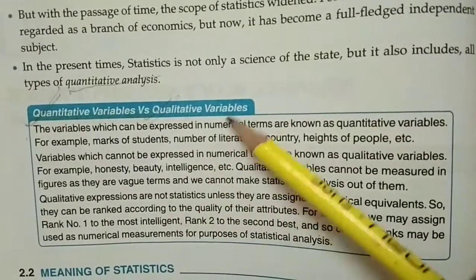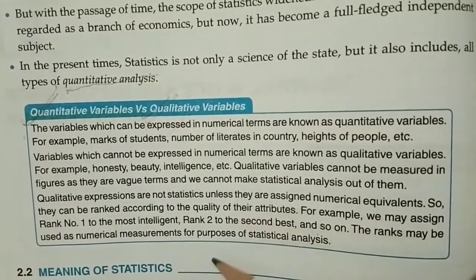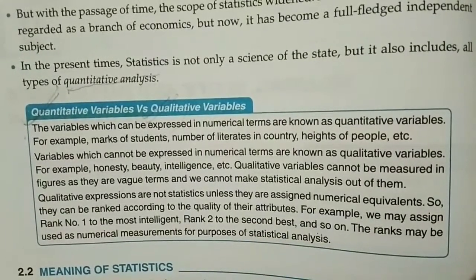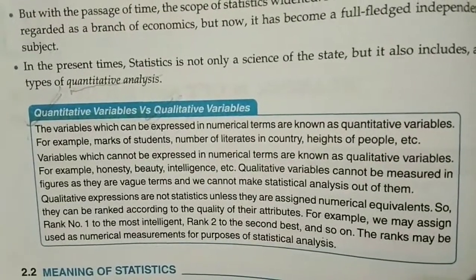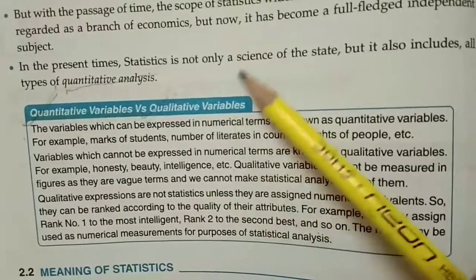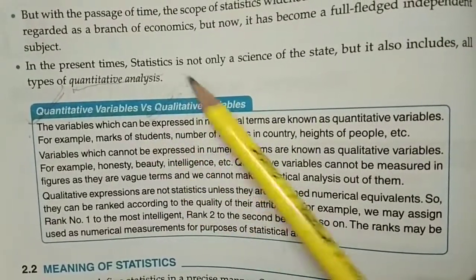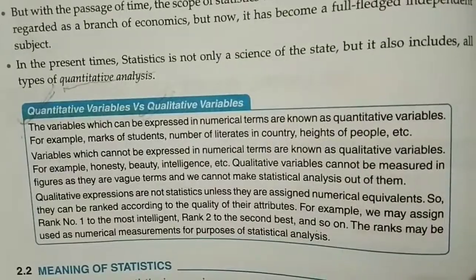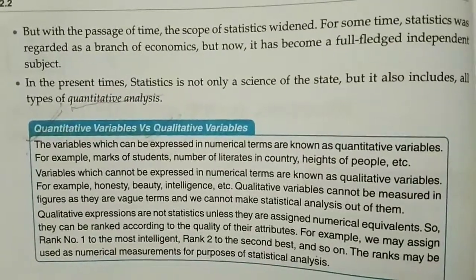Most intelligent ranks number 1, then second, number 2, second best, third good student ranks third. So like this it can be ranked, but when it is ranked, then it has got a numerical aspect. At that time, during statistical analysis, we can use the data. Otherwise, qualitative characteristics are not a part of statistics. So I hope quantitative variable and qualitative variable are clear to you all.